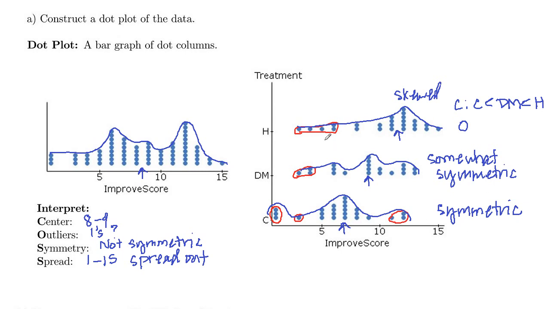And then the spread. So if we look at min to max here, it looks like the honey data is probably the most spread out. It's spread wider than the dextromethorphan and probably a little bit wider than the control group. So it looks like here, the honey data is more spread out. So those are the kind of assessments that you can do with a dot plot.